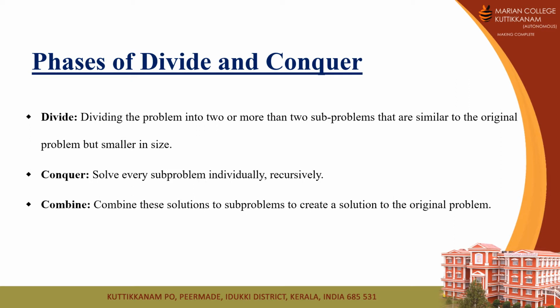Then, phases of divide and conquer. It consists of three phases: divide, conquer, combine. Divide. Dividing the problem into two or more subproblems that are similar to the original problem but smaller in size. Conquer. Solve every subproblem individually and recursively. Combine. Combine these solutions to subproblems to create a solution to the original problem.